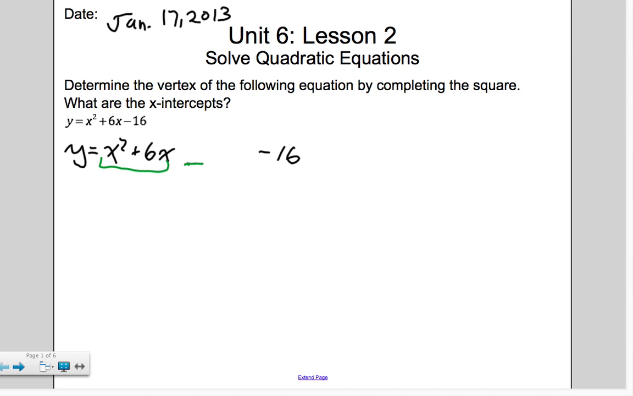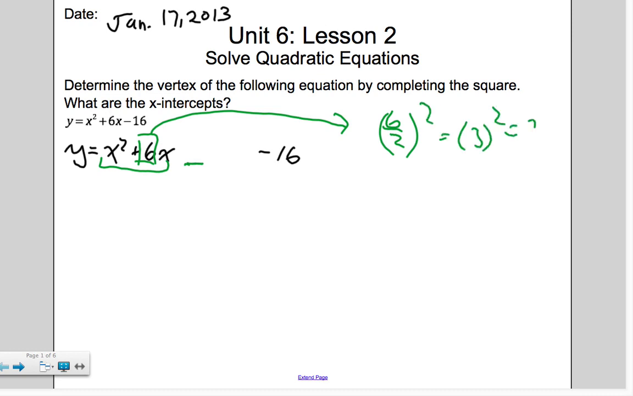How do we get 9? What was the formula we used again? Plus 9 minus 9. Yes, we take this number, we divide by 2, and we square it, right? So that's 3 squared, which is equal to 9. So we know that we have to add 9 to this, but we can't just add 9. We have to keep the equation true, so we have to subtract 9 at the same time.